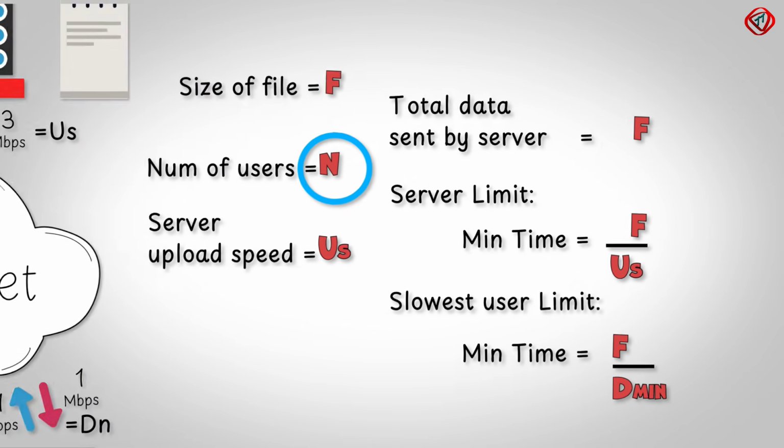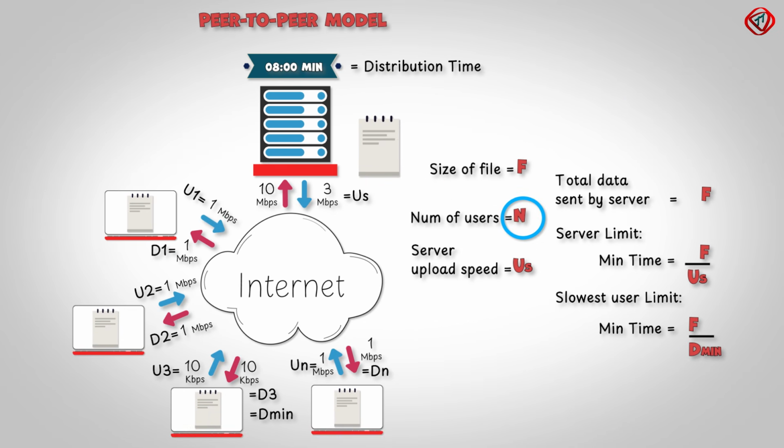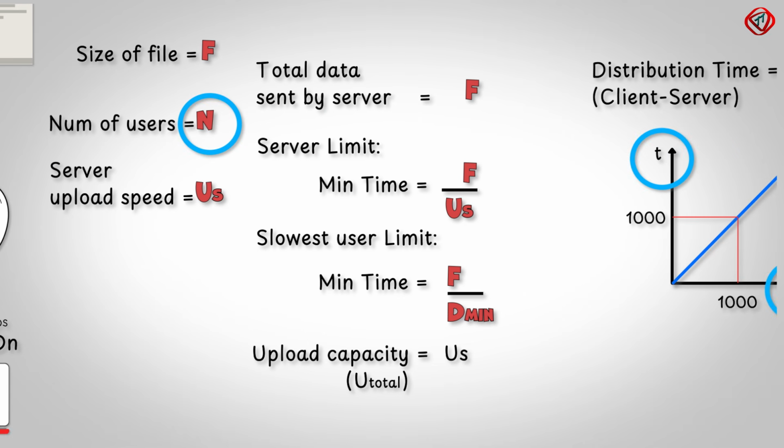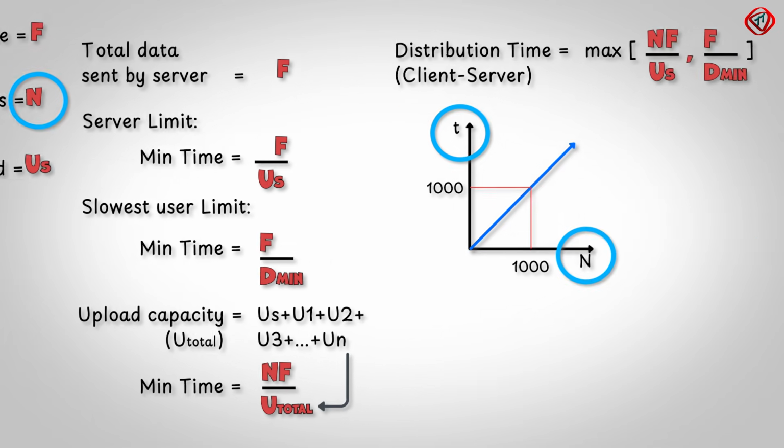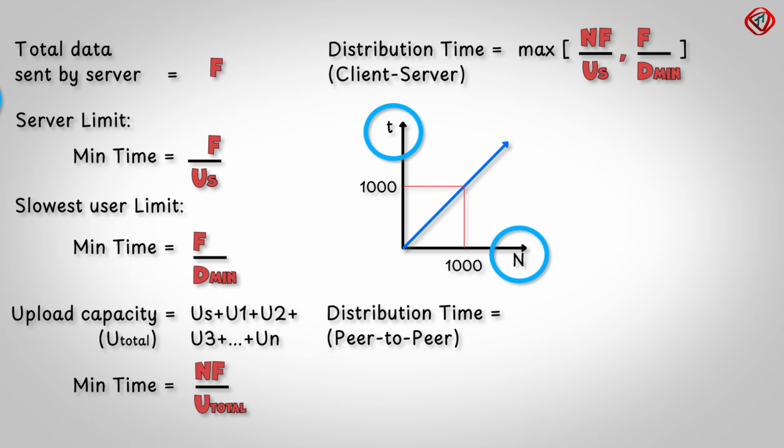And now comes the magic. In the peer-to-peer system, the server uploads and peers also upload. So, total upload power becomes us plus u1 plus u2 plus u3 up to un. This means the time becomes nF divided by total upload capacity. So, the final distribution time in P2P is the maximum of these three values.